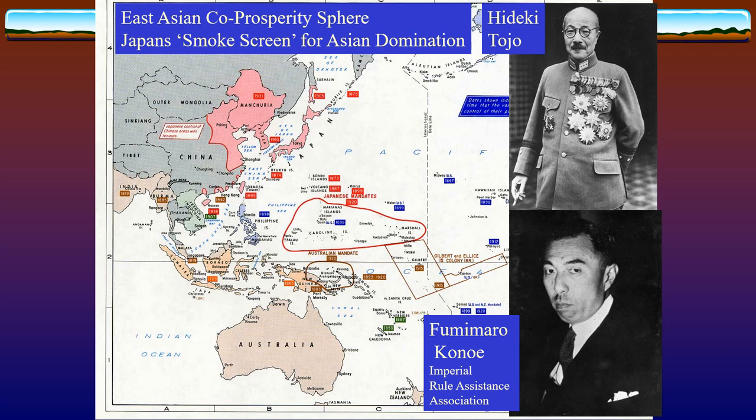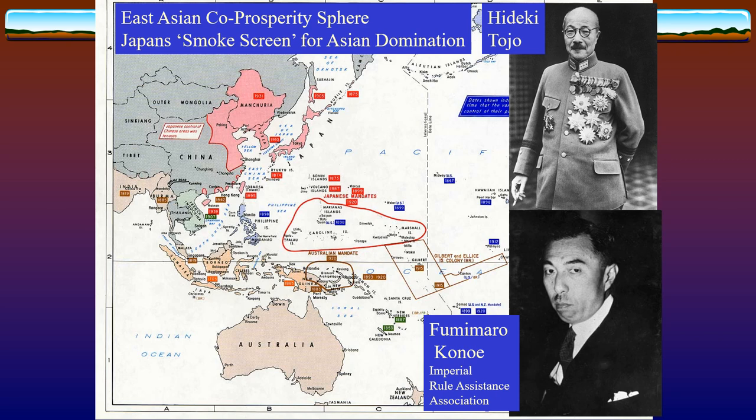Under any circumstances, he had resigned once. The government stumbled along for a little while. They brought him back. And again, he's part of the Imperial Rule Assistance Association. But then there was one insult after another, and he resigned again. And that leads us to Hideki Tojo.